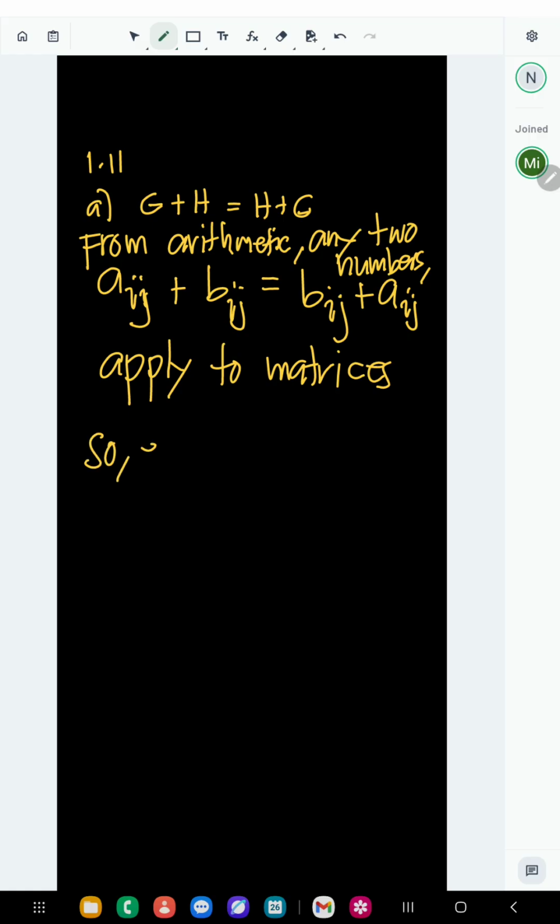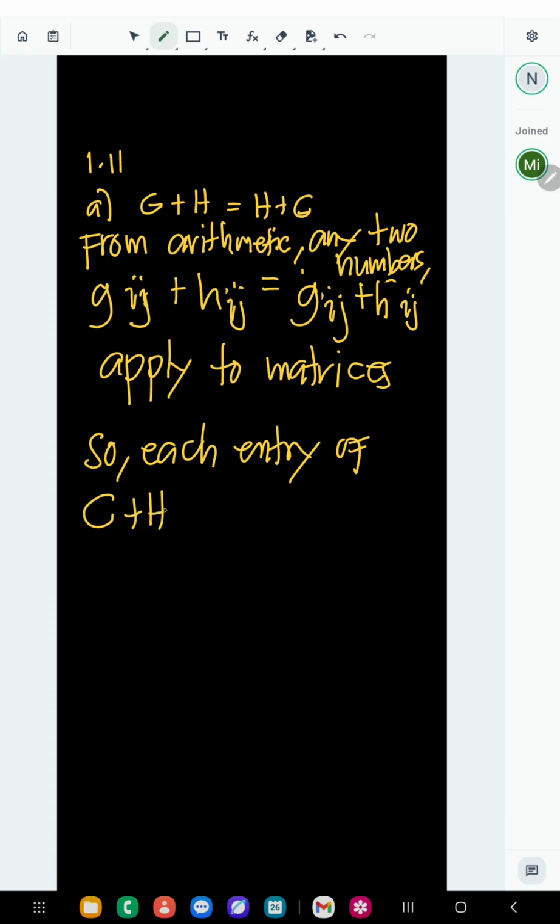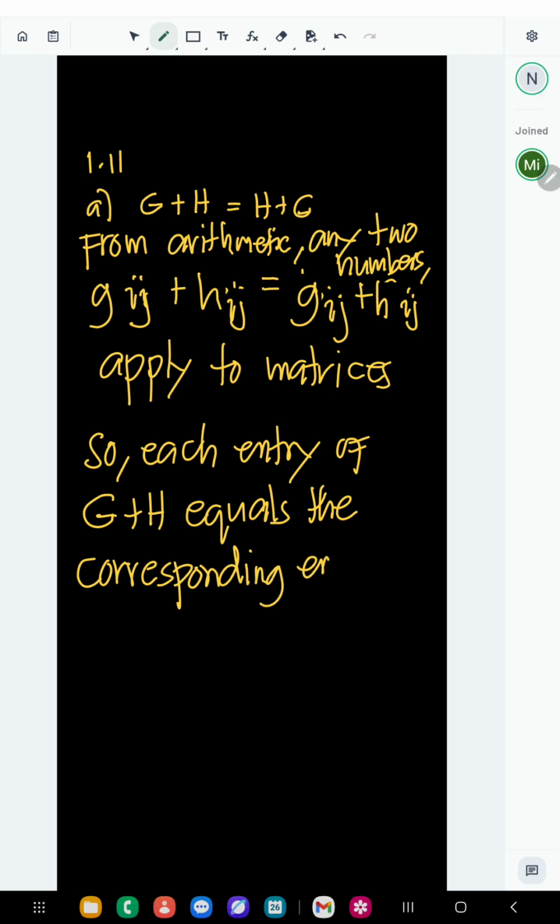Okay, so each entry, oh no, it should be G and H, sorry, because we are to prove it for G and H. Matrices G and H. So the G plus H entry equals the corresponding entry of H plus G.